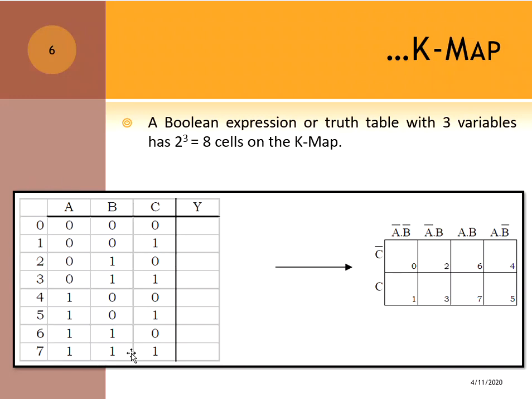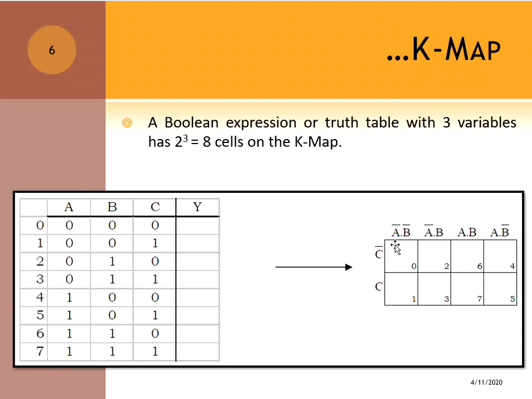In this truth table, we have 3 variables, A, B, C. So if we have 3 variables, we are going to have 8 possible outputs, which is 2 to the power of 3 equal to 8. So when you have 8 possible outputs, you are going to have 8 cells for your K-map.